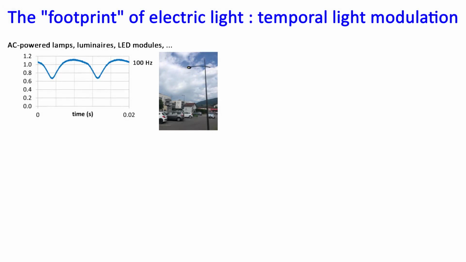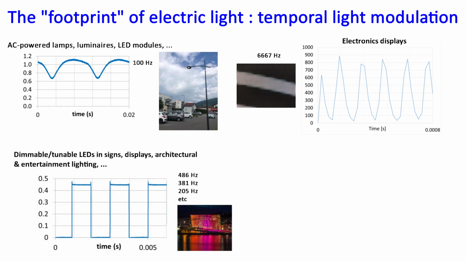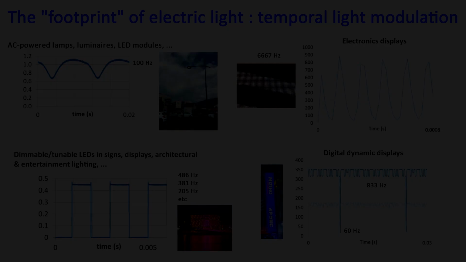This plot shows temporal light modulation associated with most AC-powered lamps and luminaires. This graph shows a typical waveform of temporal light modulation of a common electronic display. This graph shows the temporal light modulation of a typical dimmable lighting system controlled by pulse width modulation. This graph shows the temporal light modulation measured on an outdoor digital dynamic display.